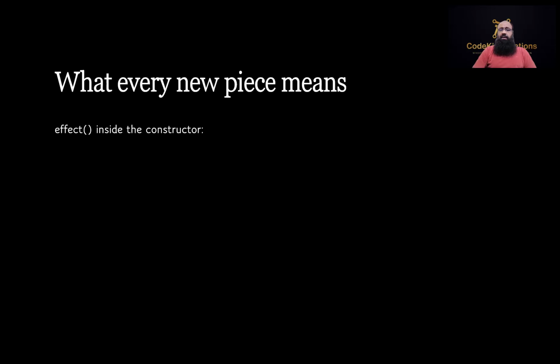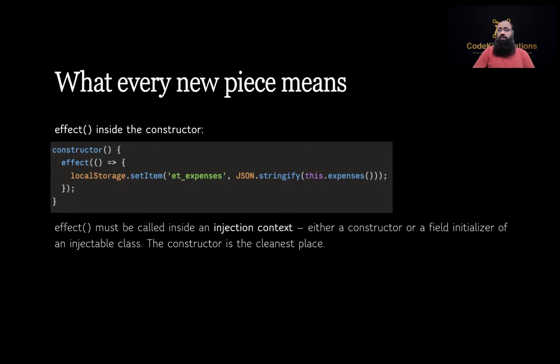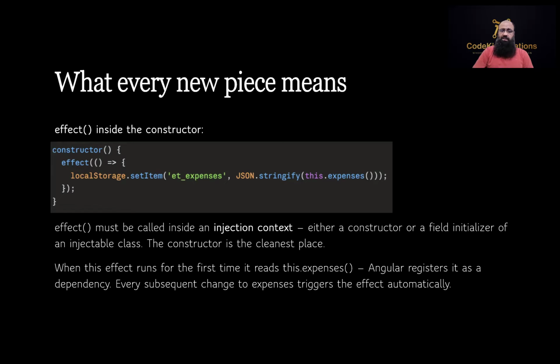So you can see the effect is inside the constructor. As we have already discussed, it must be called inside an injection context, so either a constructor or a field initializer. The reason is that the constructor is called when this class is initialized. So this is the first method which is going to get called automatically. So this is the cleanest place. And then it's going to run for the first time and reach this expenses. So what does it do? Angular registers it as a dependency. So every subsequent change to the expenses is going to trigger this effect automatically.